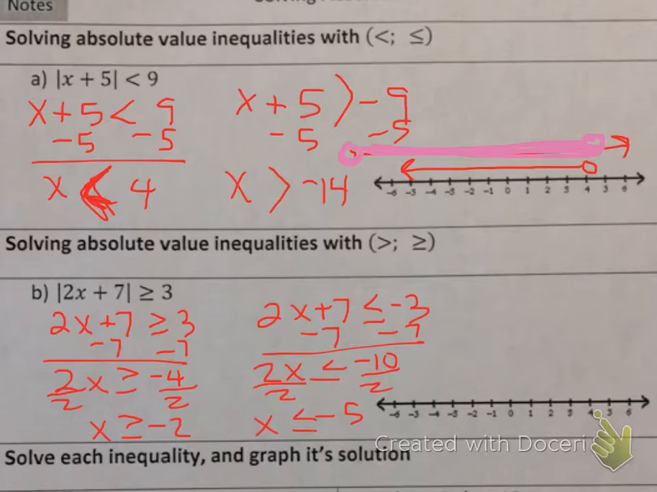So then we're going to solve or graph both of them on the same graph. So x is greater than or equal to -2. Greater than or equal to -2 would be solid right here and this direction. Less than or equal to -5.